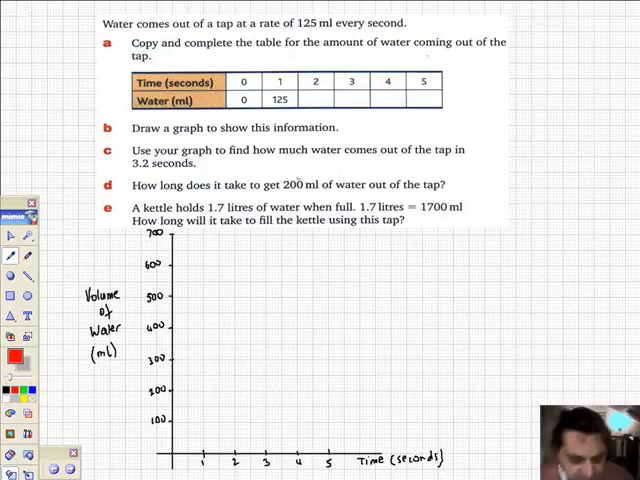Real life graphs, section 8.2, page 115 onwards. This may take 1 or 2 videos, we'll just see how it goes. Anyway, this is question 2, grade E rated.